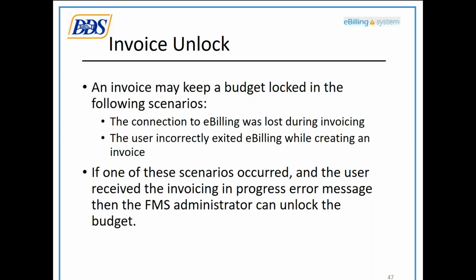If one of these scenarios occurs, the user will receive the invoicing in progress error message, and the FMS administrator must unlock the budget. And I just want to reiterate here that this is a function for the FMS administrator user. So if the FMS vendors are having multiple people try to invoice, or they've closed out of eBilling without saving the invoice and they try to go back and they're getting that message, they will not be calling the regional center. They should be directing those questions to their FMS administrator user, because that is the user who has the ability to unlock the invoice.